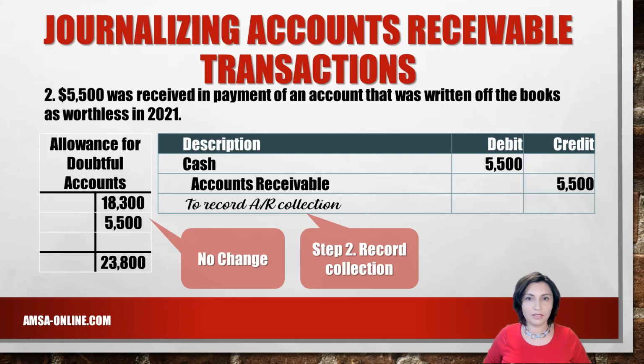The next step is to record payment. Cash is increased or debited, and the accounts receivable account is decreased or credited by $5,500. Note that the allowance for doubtful accounts account is not affected. Let's get to the third transaction.